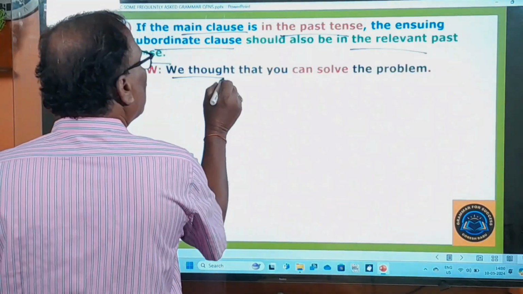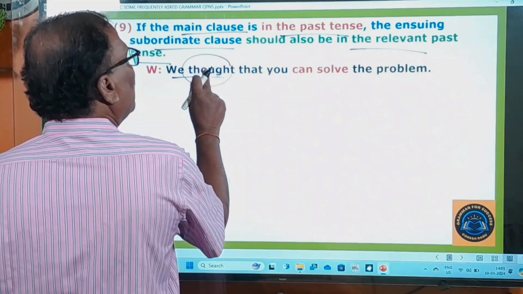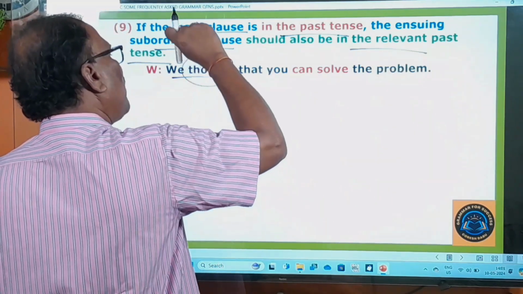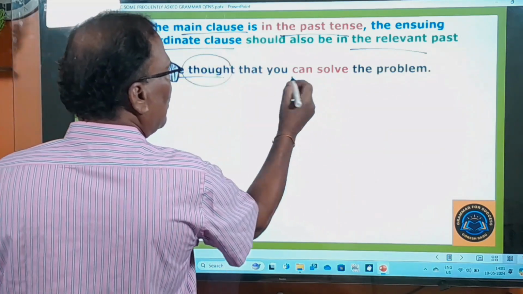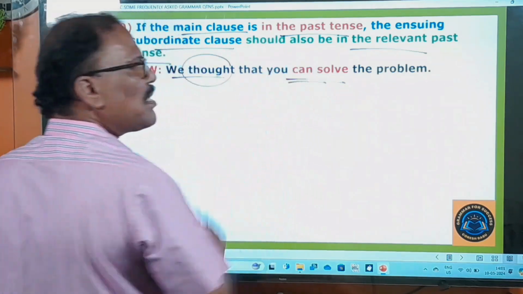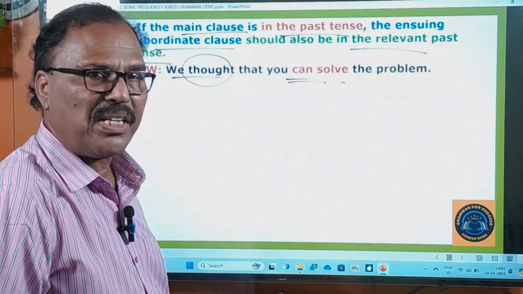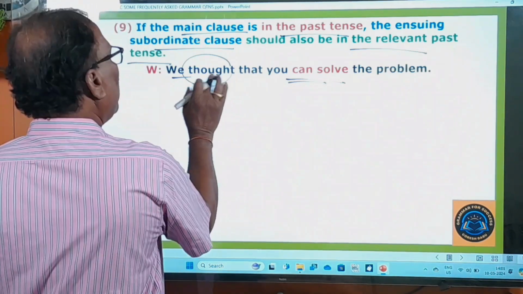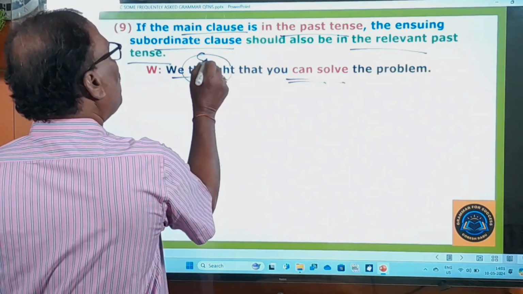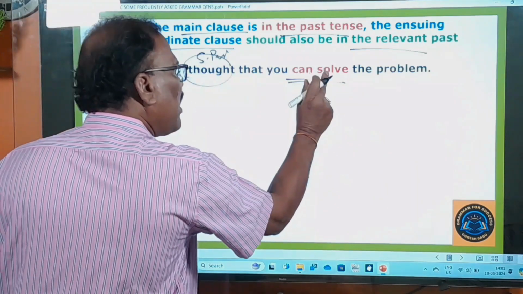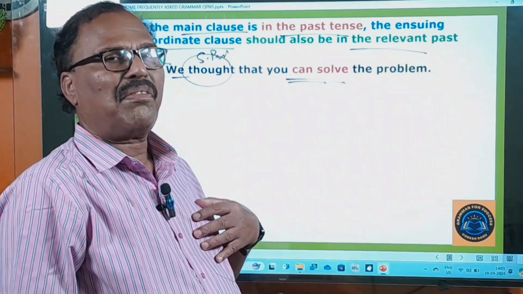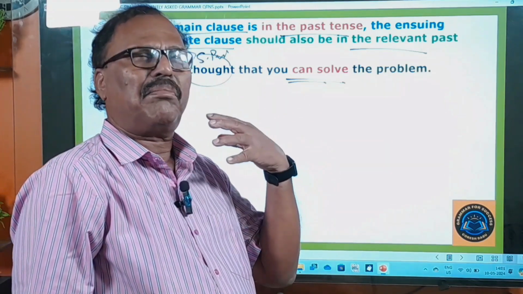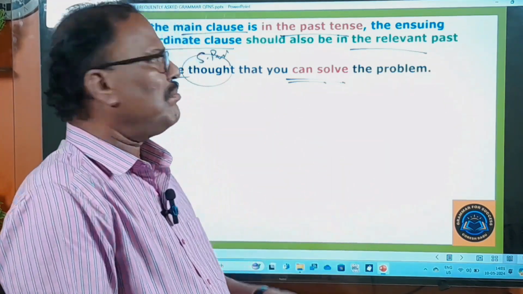We thought past tense from the sentence. The sentence has begun with past tense, but in the remaining sentence "can" is present tense. Can is present tense, could is past tense. So whenever the sentence begins with a simple past, there must be in the remaining part of the sentence the relevant past tense.